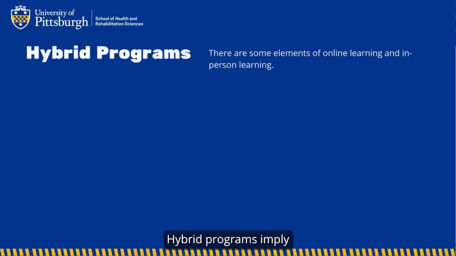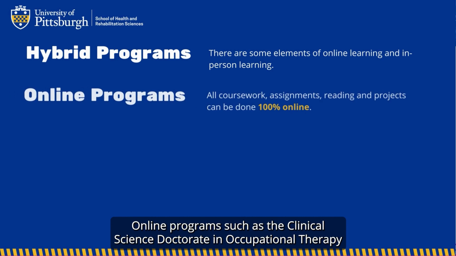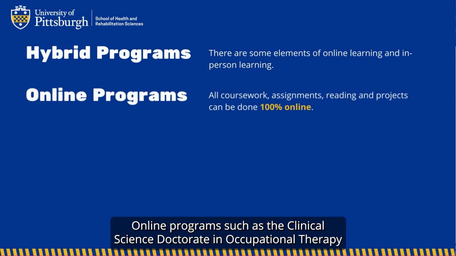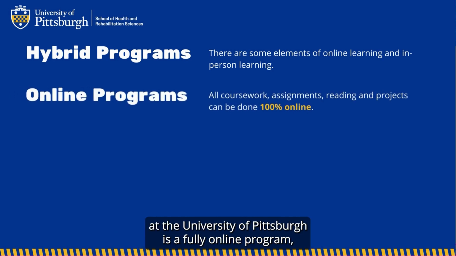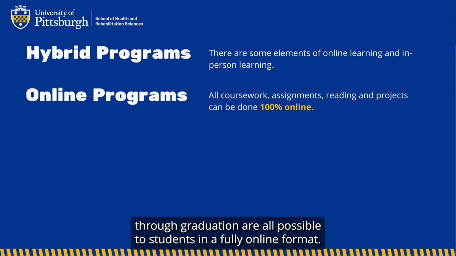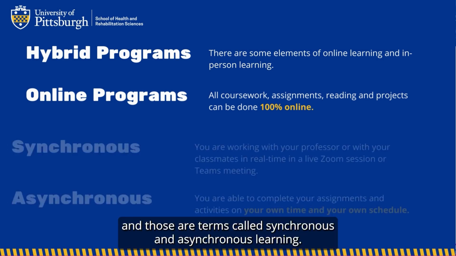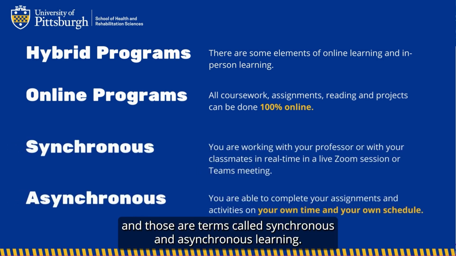Hybrid programs imply that there's some element of online learning and also in-person learning. Online programs, such as the Clinical Science Doctorate in Occupational Therapy at the University of Pittsburgh, is a fully online program, meaning all of our coursework, all of the requirements, the training through graduation are all possible to students in a fully online format. There are a couple other terms when we're talking about online and hybrid programs, and those are terms called synchronous and asynchronous learning.